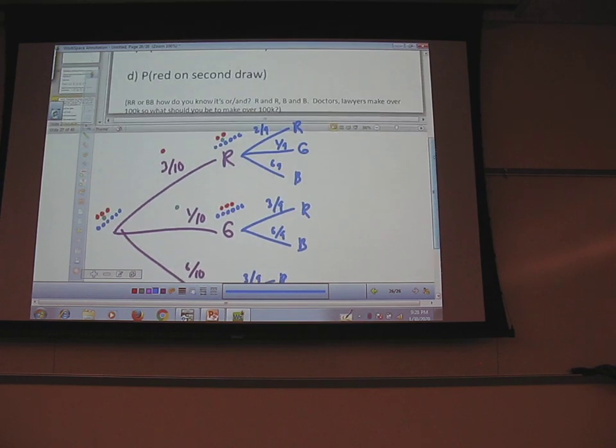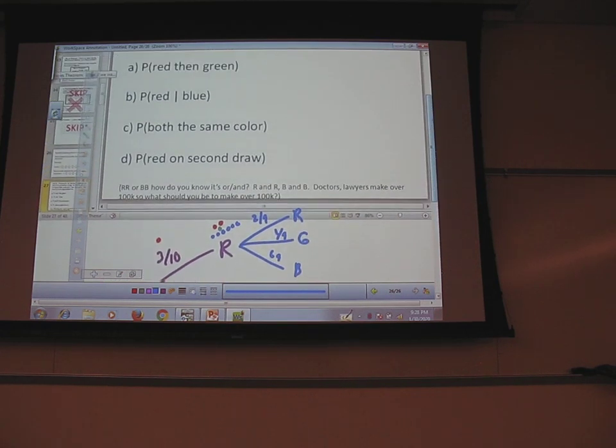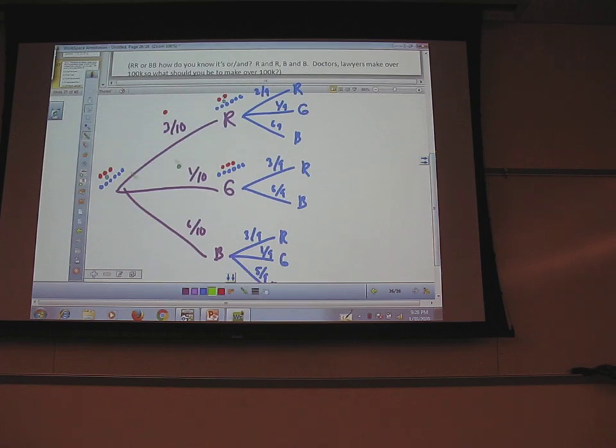The questions are red, then green. So that means red, then green. How do I get to that spot? Multiply the probabilities. 3 out of 10 times 1 out of 9. And you got 3 out of 90, yeah? Good.